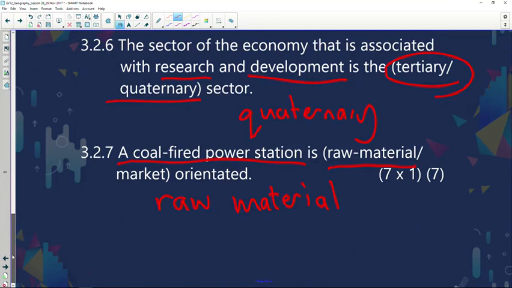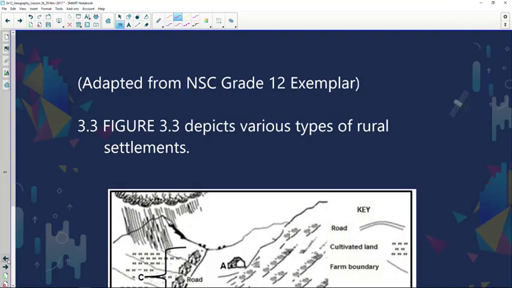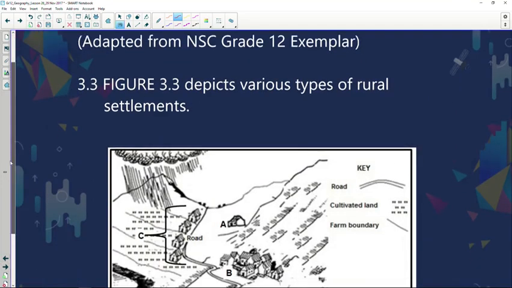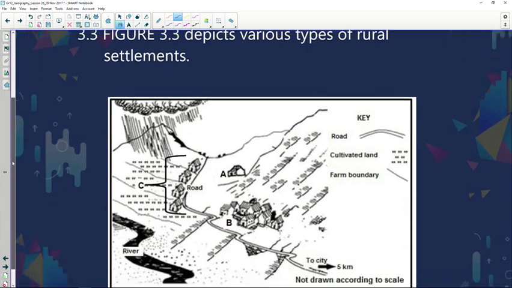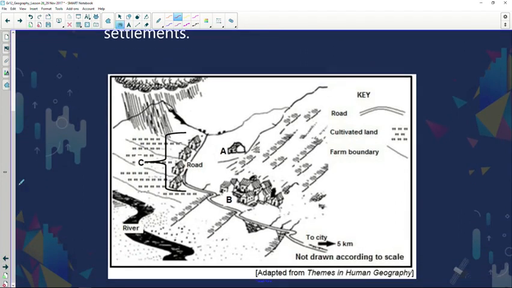Okay, let's quickly continue with our answers and see what we have over here. Figure 3.3 depicts various types of rural settlements. Now, if you just quickly have a look before we answer the questions, what is a rural settlement? Let's just quickly define a rural settlement. It's usually where we focus on primary activities, for instance, farming, fishing, mining, or forestry.